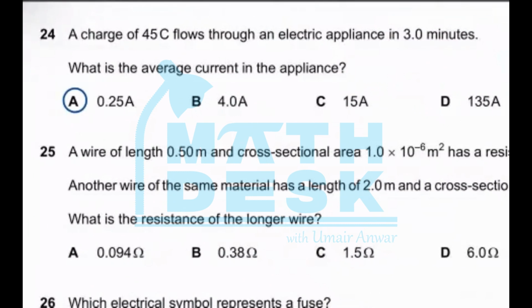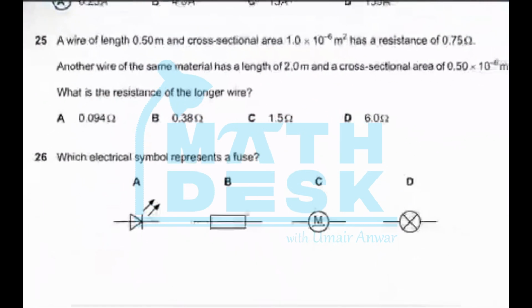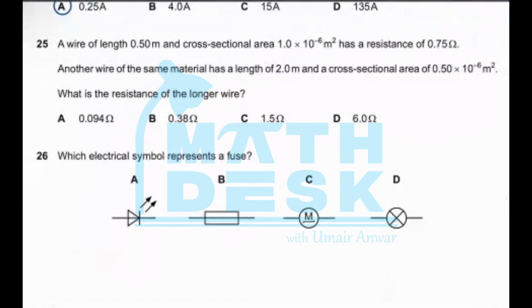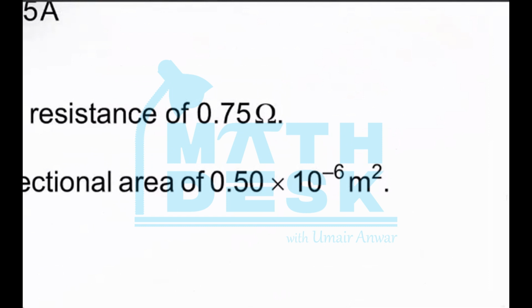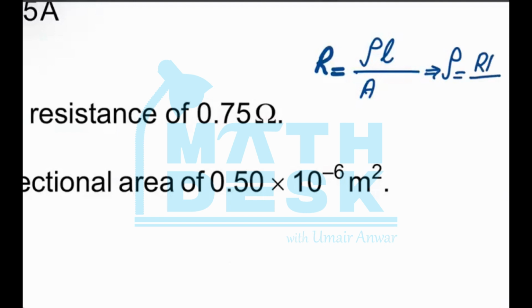Question number 25, it says a wire of length 0.5 meters and cross-sectional area 1.0 into 10 raised to minus 6 meters square has a resistance of 0.75 ohms. Okay, so resistance is given and it is found out using a formula which is rho L upon A. So if we derive it for the resistivity, it would become R A divided by L. So using this formula, we can find out the resistivity for this metal.